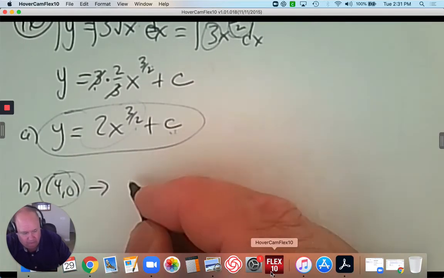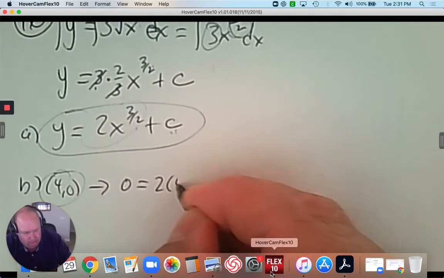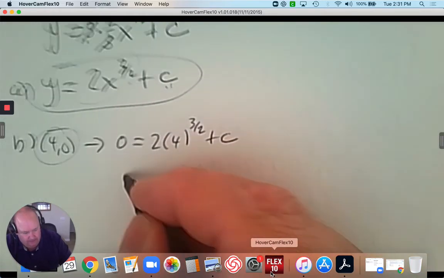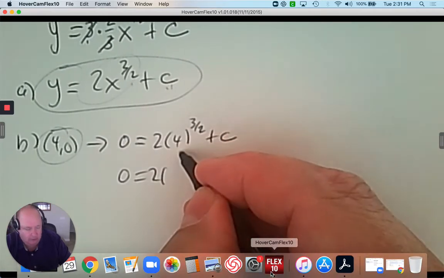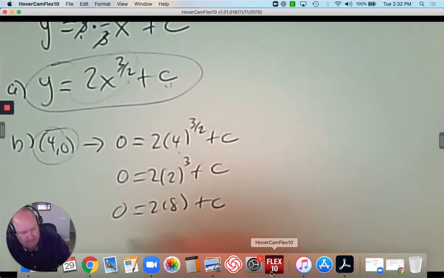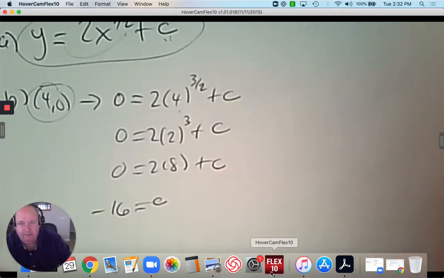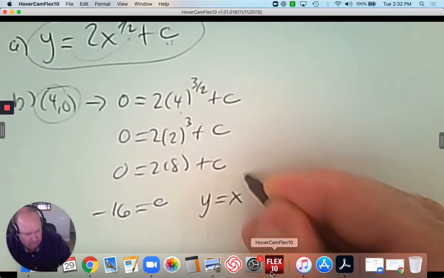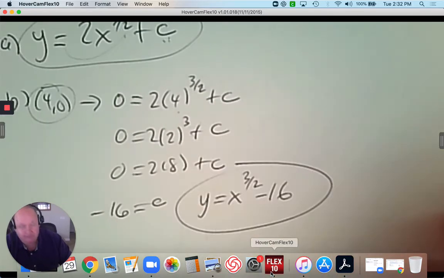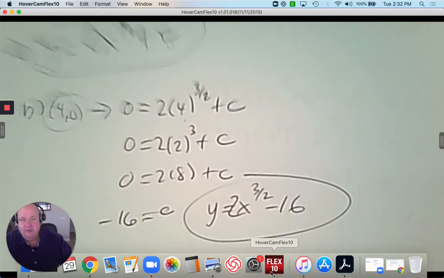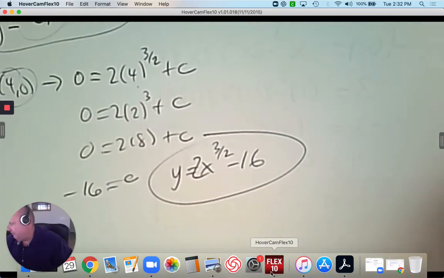Here you're given a point, so y is 0, x is 4, and then can you simplify this to find the constant? So the square root of 4 is 2. 2 cubed is 8. And that's going to be negative 16, right? So it's 16 and then subtract. So if I put it together, it would be y equals 2x to the 3/2 minus 16. So that's that family. So that's part B.